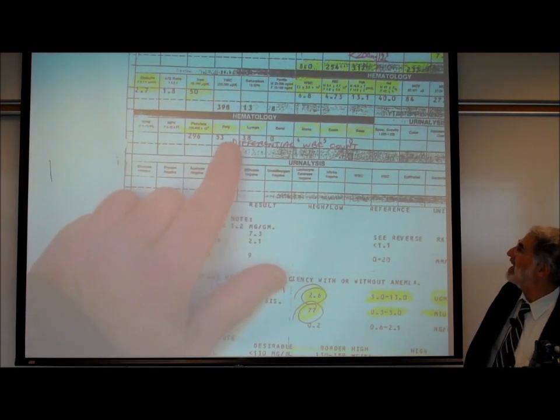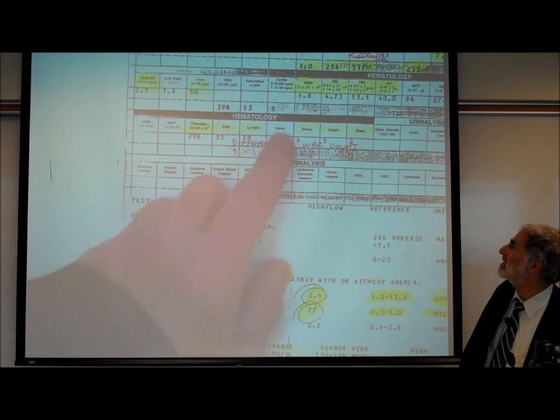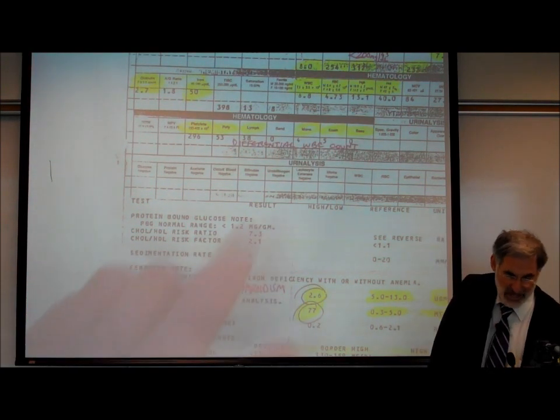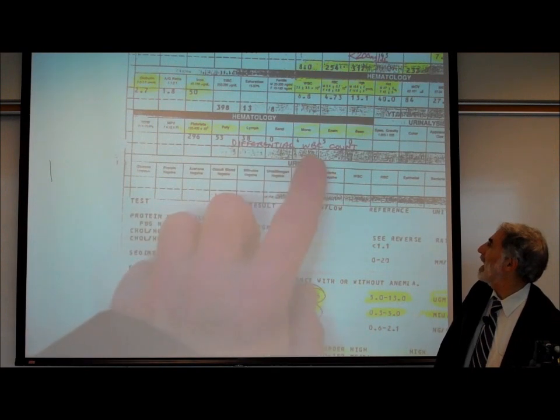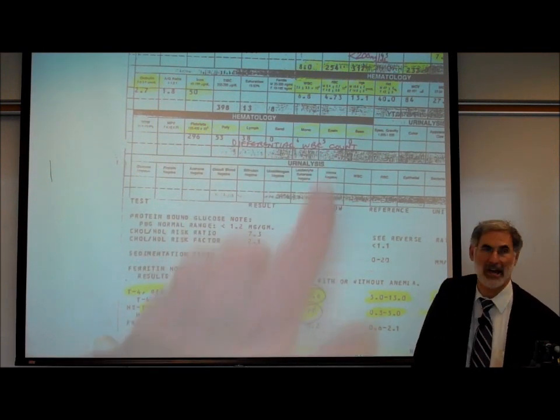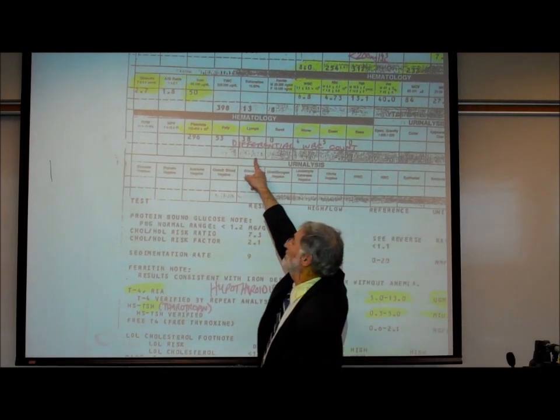Now, what did they do next? They measured the polys, the lymphocytes, the monocytes, the eosinophils, and the basophils. This is called a differential white blood cell count. A differential white blood cell count. Let me explain what a differential white blood cell count is. Differential WBC count. I wrote that in.